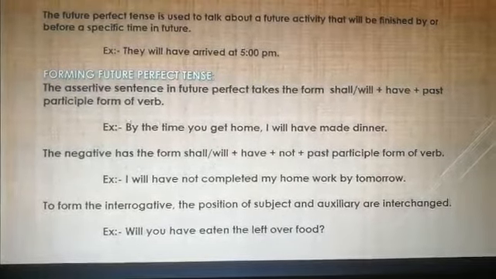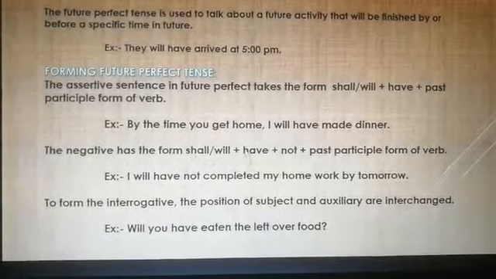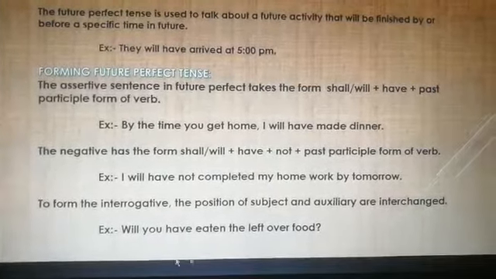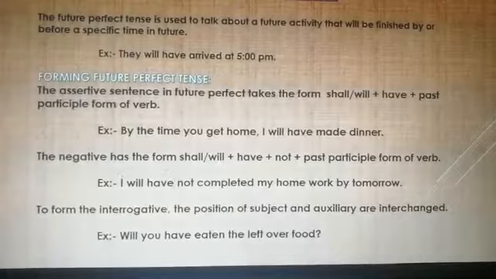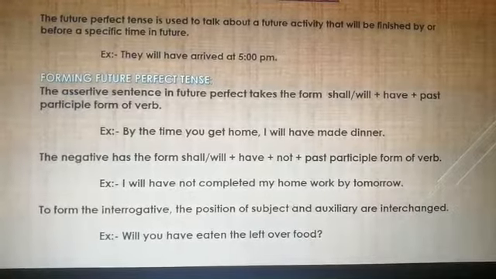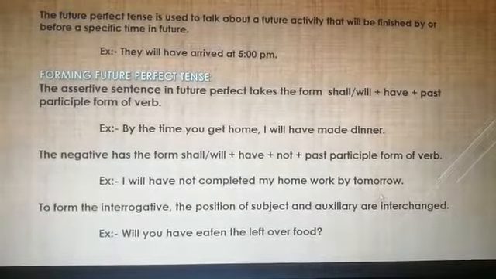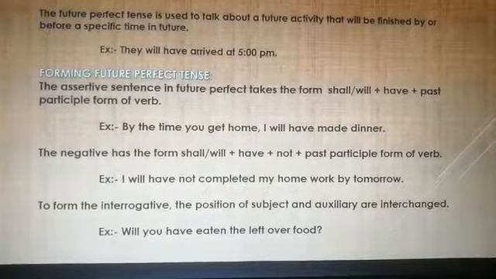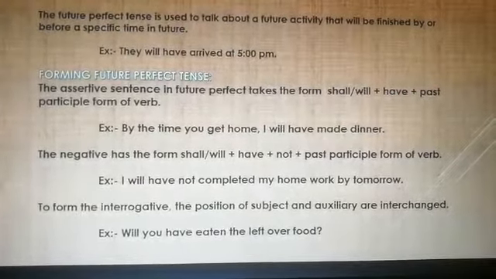And the negative has the form shall or will plus have plus not plus past participle form of verb. For example, I will have not completed my homework by tomorrow.